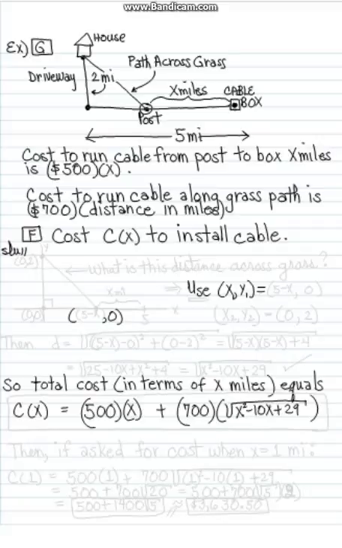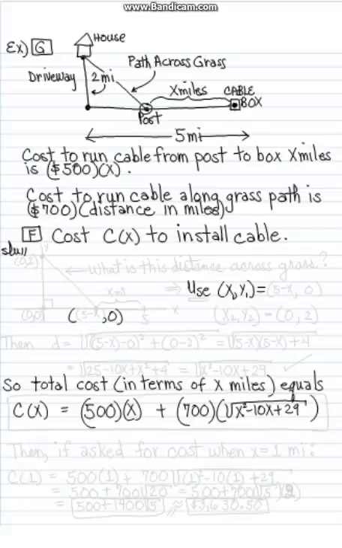Okay, so we also know that the cost to run the cable from the post to the cable box, which is X miles, is going to cost $500 times the distance X, 500X. And we also know the cost to run the cable along the grassy path, which is pointed to in the sketch, is going to cost $700 times that distance in miles across the grassy path.